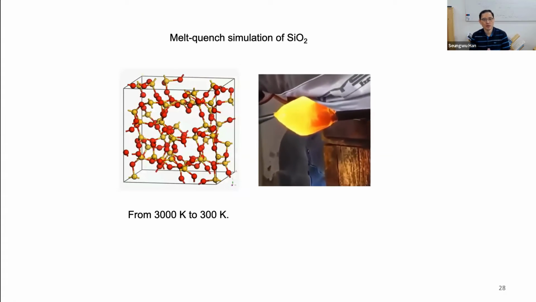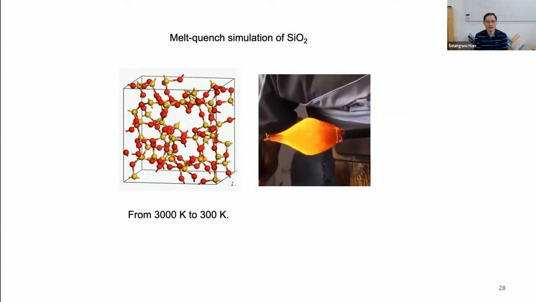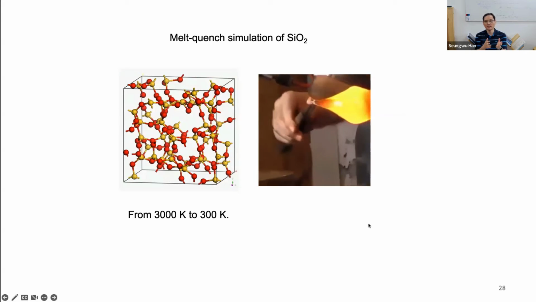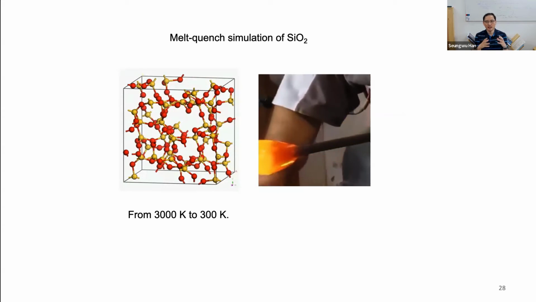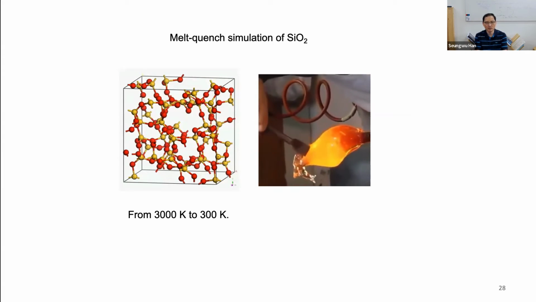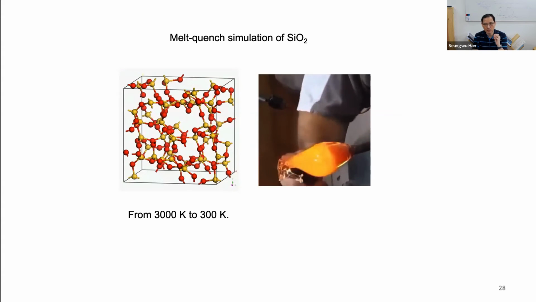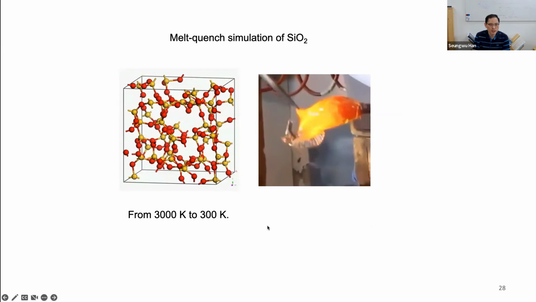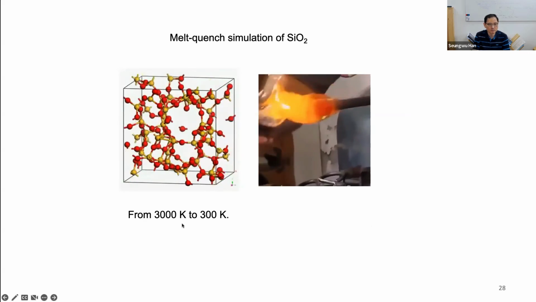All right, so this is the example of the melt-quench or the amorphous simulation. In this, maybe you have seen this kind of glassware making, where you melt the glass, and then as it cools down, you can make any kind of shape, because this amorphous structure has a very high structural flexibility. So we can simulate such a melt-quench process within the simulation.